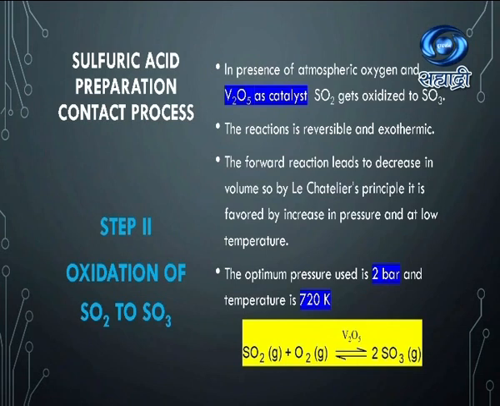So optimum pressure is 2 bar and temperature is 720 Kelvin. So in this case, once we maintain these conditions, equilibrium is shifted to the right side and maximum sulfur trioxide can be obtained.